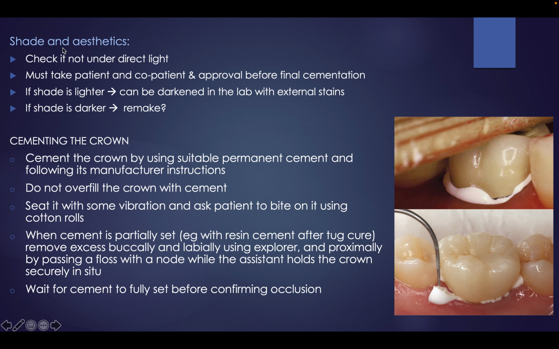Number 5, you check the shade and aesthetics, make sure that everything is nice. You give the patient and the co-patient a mirror, make sure that they give you an approval, and you tell them that once you cement, this is final, there is no going back. They have to give you the thumbs up and the green light to cement it. If the shade is lighter, it can be darkened in the lab with external stain. Again, that's a 45 minute adjustment that you can send. If the shade is darker, it's not easy, and usually you will need to send it back for remaking.